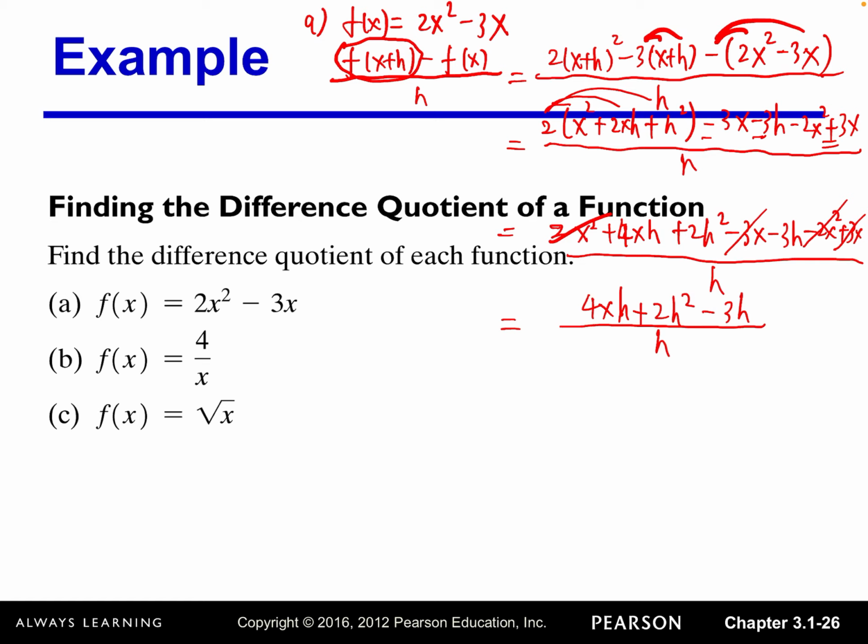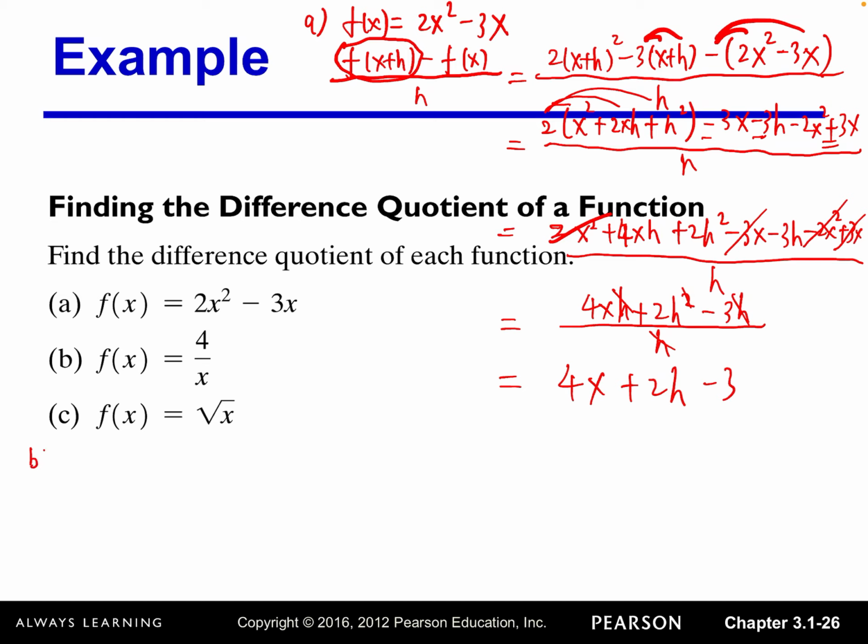Since every term in the numerator has an h, we can cancel one h out. Every term needs to be divided by h, not just one term. So that's 4x plus 2h minus 3. Okay, 4x plus 2h minus 3. That is A.